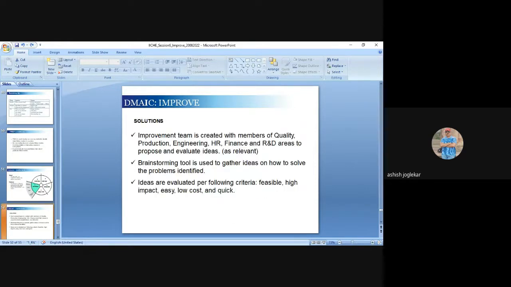Solutions can come from brainstorming only. No statistical tool or tool like FMEA will give a solution. The solution is to be found out by the team that is involved in doing the project. They can be from quality, production, engineering, HR, finance, R&D, relevant areas. So you will say that I used the theoretical tools, I used correlation, and I found that this X1 is the major issue. And if I fix X1, or X10, then my product is going to improve.